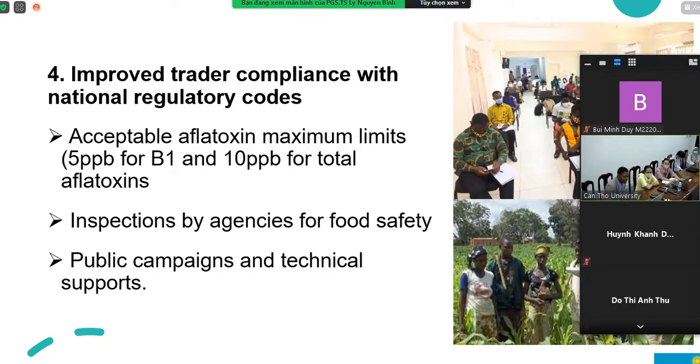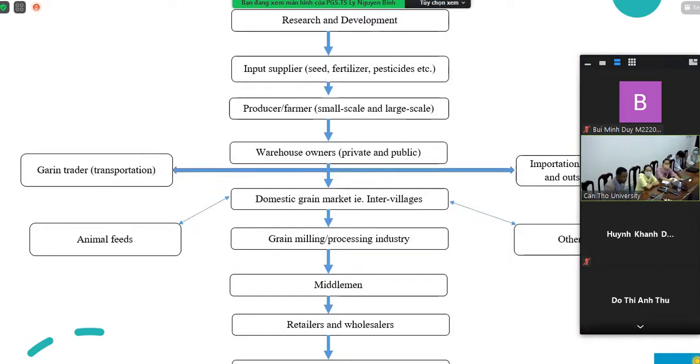The flow chart is showing the maize value chain. So we start from research and development. After research and development, there is supplying seeds, fertilizers, and pesticides to the farmers. And then farmers or producers, small scale or large scale, produce maize. Then maize has to come from farmers to the warehouse owners, one part of which is private and the other part is public.